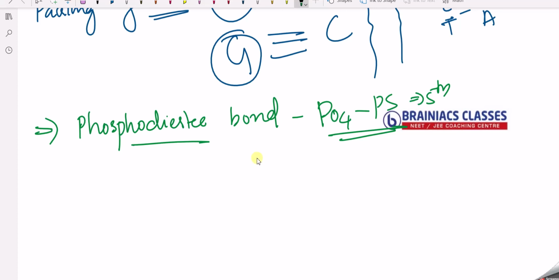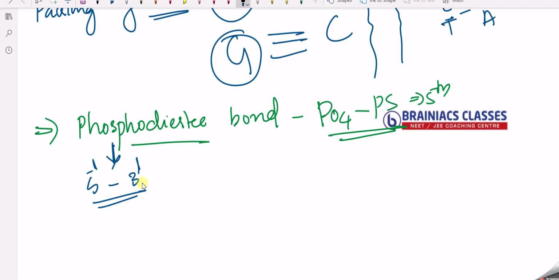So if you draw the structure of the DNA, the direction of this phosphodiester bond is from 5 dash to 3 dash direction. This dash represents the carbon atoms. What is this 5 dash 3 dash? I will explain, don't worry about that. I'll clearly show what this 5 dash and 3 dash are, or if you refer back to your video, you can understand what they mean.